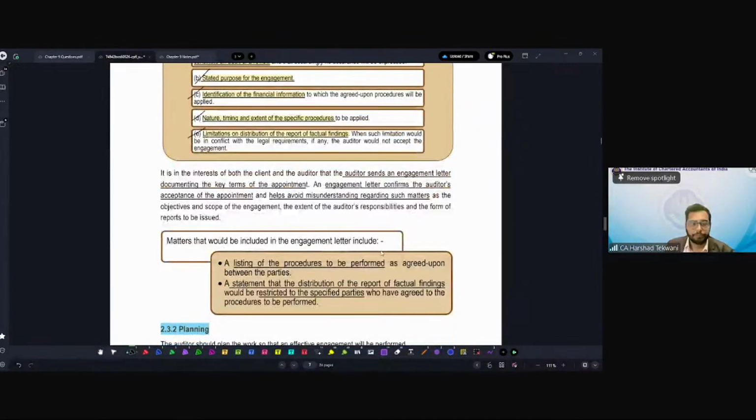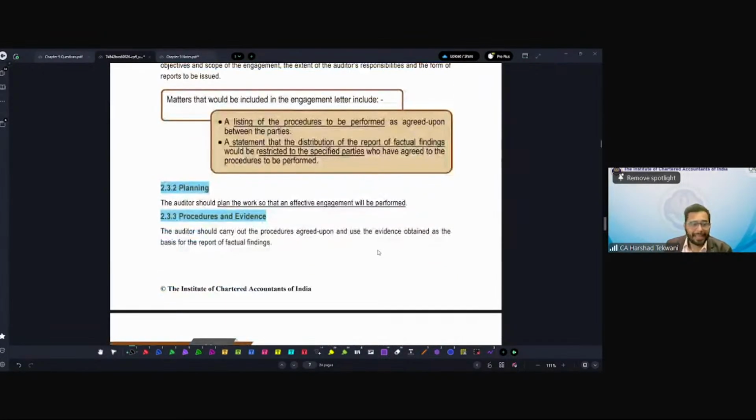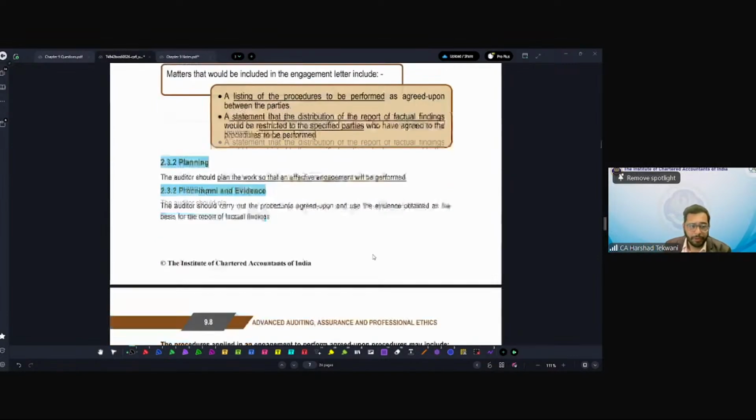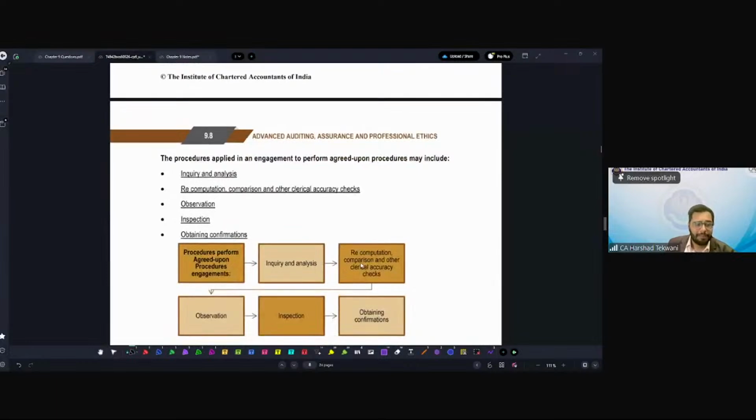Planning, as I told you, has to be performed based on the procedures that are required to be performed. These procedures can be inquiry, recomputation, observation, inspection, obtaining confirmations. Whatever you may decide, whatever you are required to perform, you have to perform them.